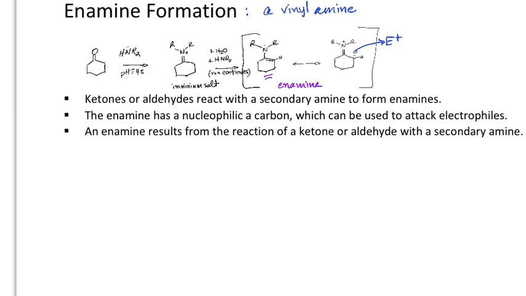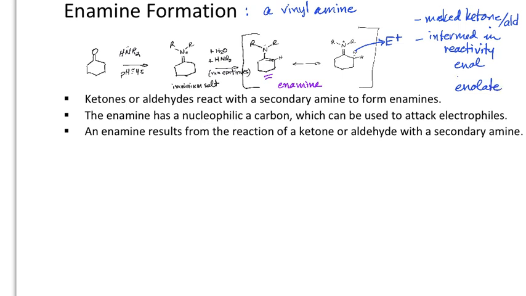So enamines are masked ketone or aldehyde, and they are intermediate in reactivity between enol and enolate. So they're a bit milder than an enolate. Enamine. So reactivity is increasing as we go down.